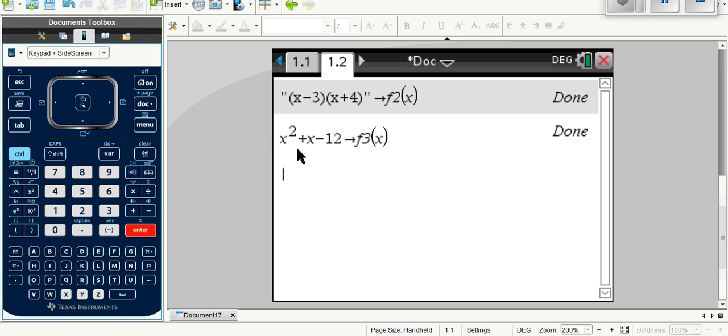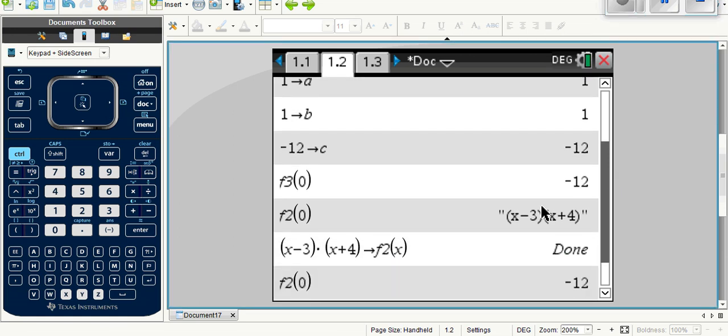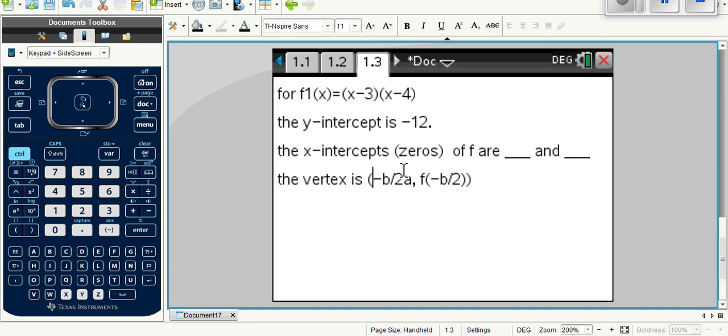And now, the next thing I'm going to do is I'm going to ask you these questions. So here's your quiz. Okay, let's work one problem out. x squared plus x minus 12 equals f3 of x. We can identify a, b, and c as 1 stored into a, 1 stored into b, negative 12 stored into c. The easiest answer you can see when you substitute a 0 is that you get negative 12. So we can write in a note that the y-intercept of the function is negative 12.